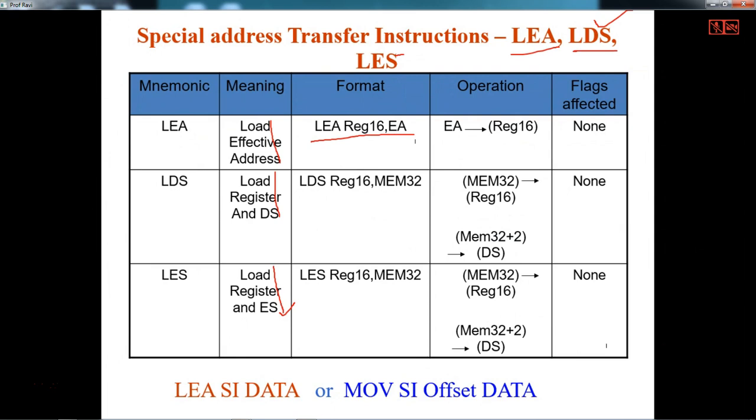When you are trying to do this, what do you mean by this? Load effective address into a 16-bit register. That means this instruction, with an example we can take SI. See, the operation is that the effective address goes into a 16-bit register, and flags are not going to be affected. Example is LEA SI comma data.